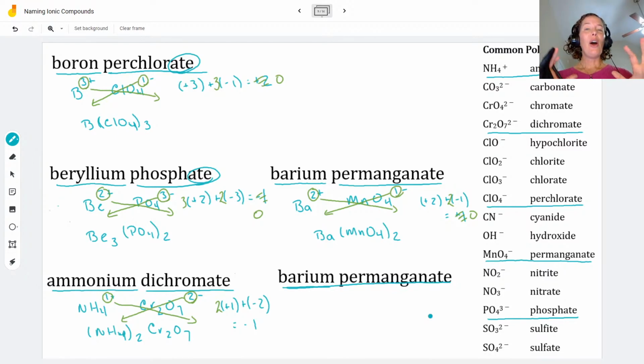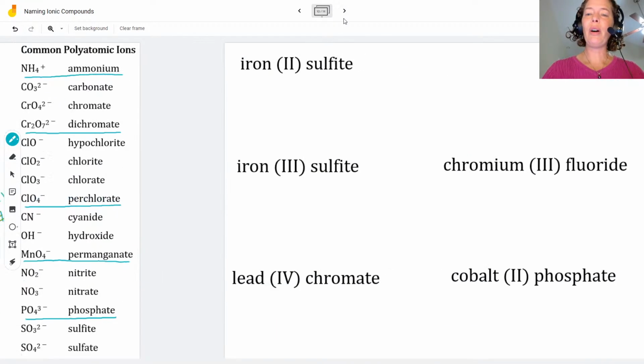Okay, so hopefully this makes sense. When you're doing your polyatomic ions and you need a multiplier, don't forget those parentheses. Let's make sure there are no questions. Okay, no questions. Let's keep on trucking.